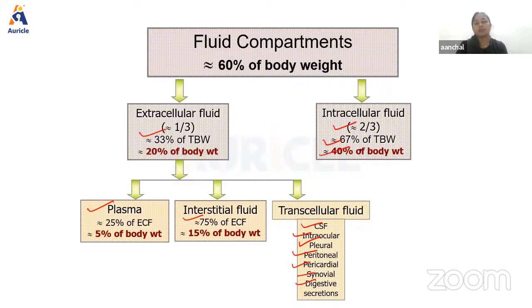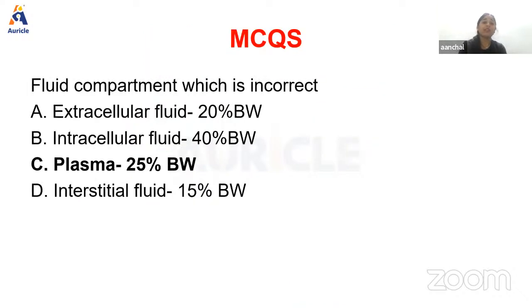40% of body weight. Now, we have an MCQ: which fluid compartment statement is incorrect? They are asking for the incorrect one. The extracellular fluid is 20% of body weight, the intracellular fluid is 40% of body weight, the plasma is 25% of body weight, and the interstitial fluid is 15% of body weight.